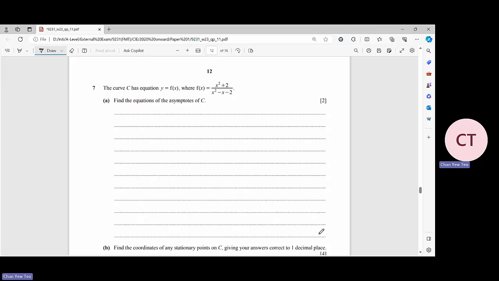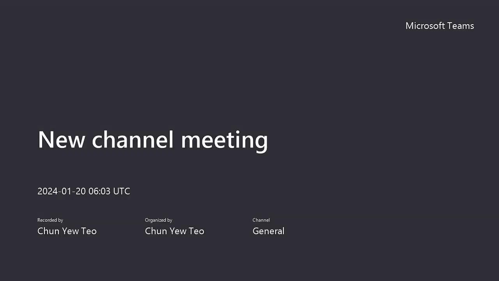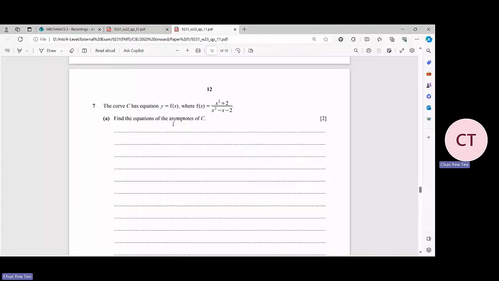Moving on will be question number 7. Okay, now we take a look at question number 7. The curve C has the equation y equals f(x), where f(x) is equal to (x squared plus 2) over (x squared minus x minus 2). Find the equations of the asymptotes of C. For these questions, the vertical asymptote is found by letting your denominator equal 0 and factorizing it.